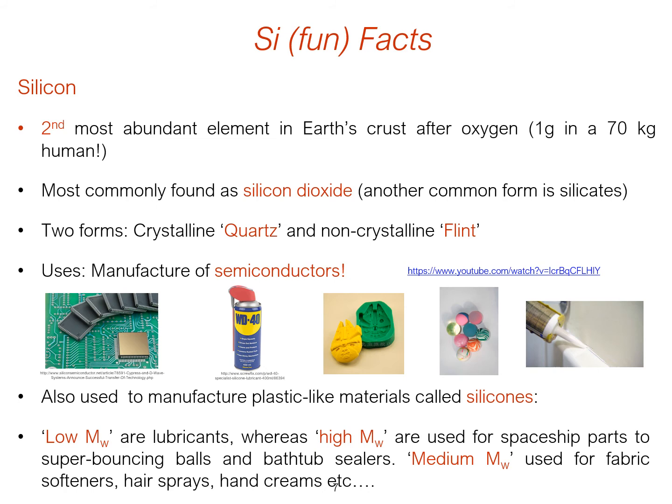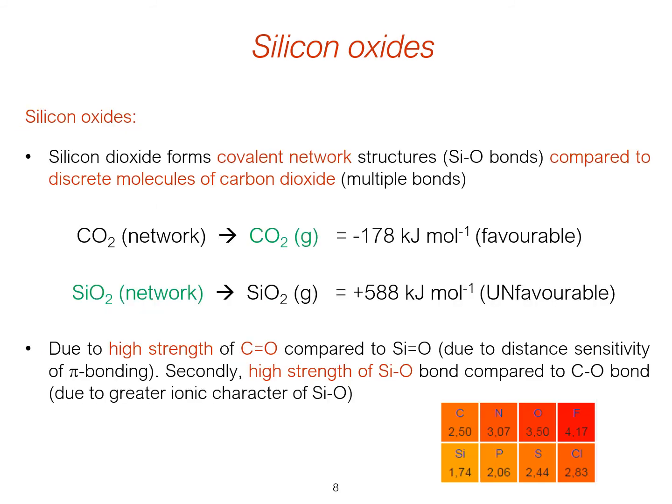a lot of silicones. So let's look at the oxides of silicon and how they compare to the oxides of carbon we've already talked about. So silicon, as we said, is present as silicon dioxide, SiO2, and this forms covalent network structures as opposed to carbon dioxide, which is just a discrete molecule with multiple bonds.